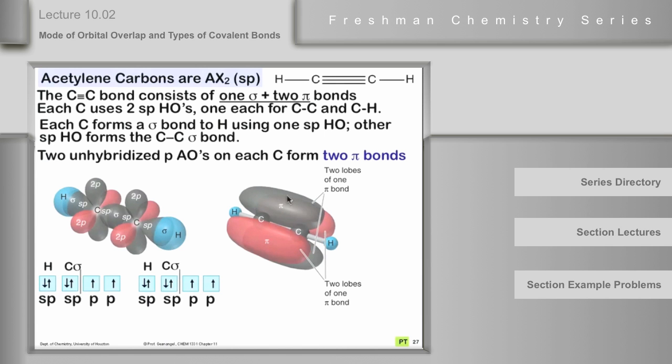Okay. 2 lobes of each pi bond make up the bond. Sometimes there are questions that appear in your homework. It says, how many lobes are there in this pi bond? And sometimes it says 1, sometimes it says 2, sometimes it says 4, all kinds of things. You know there are 2 lobes in each pi bond.